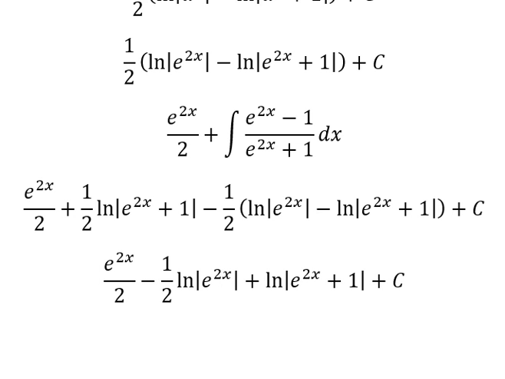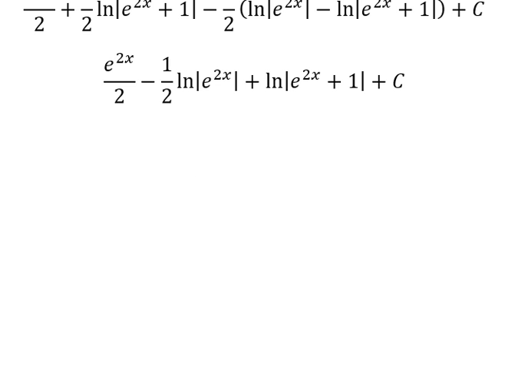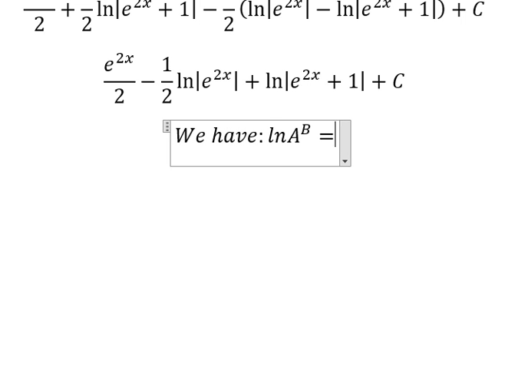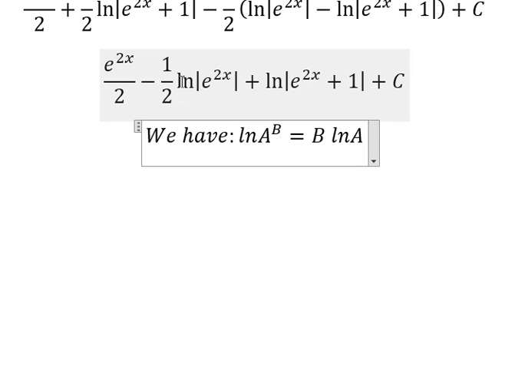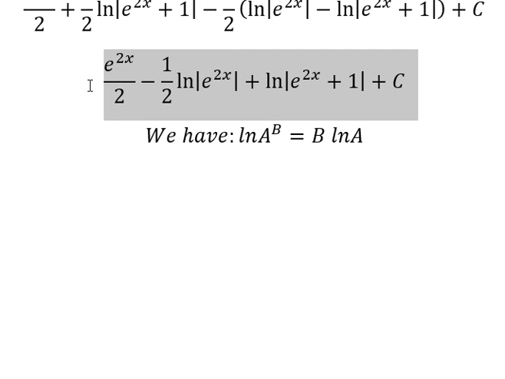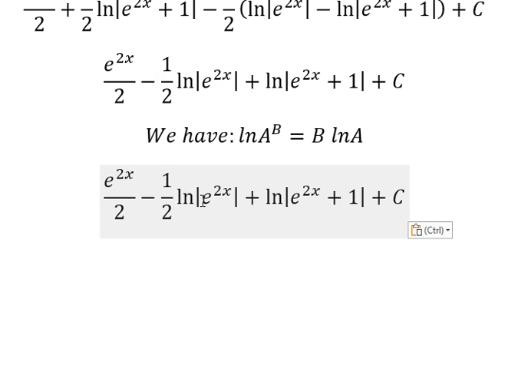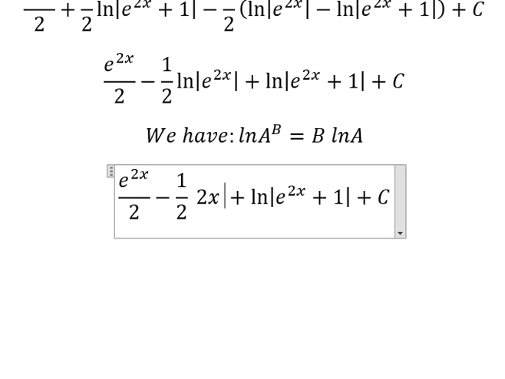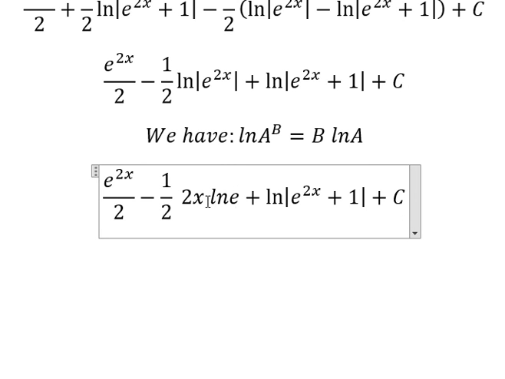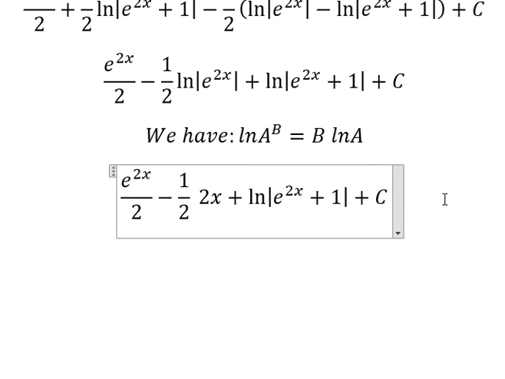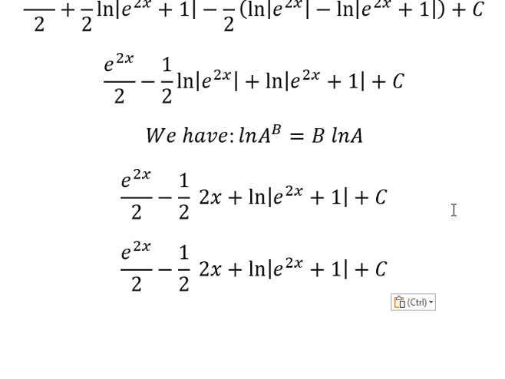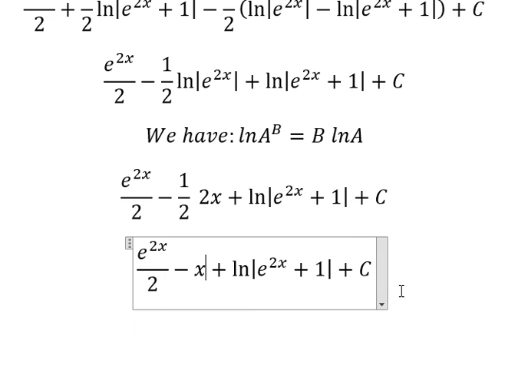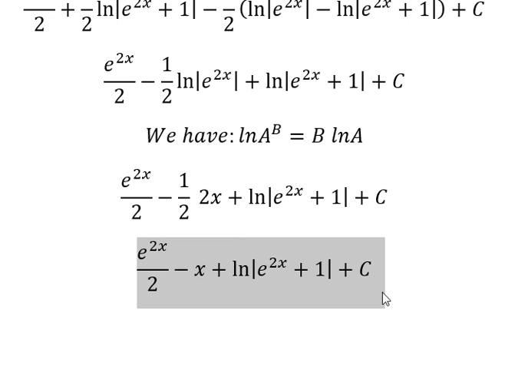Next, we have the formula in here. ln a to the power of b equals to b ln a. So we can apply the formula in here. And we have 2x ln e. ln e we have number 1. So 2 divided by 2, we have x. And this is the final answer.